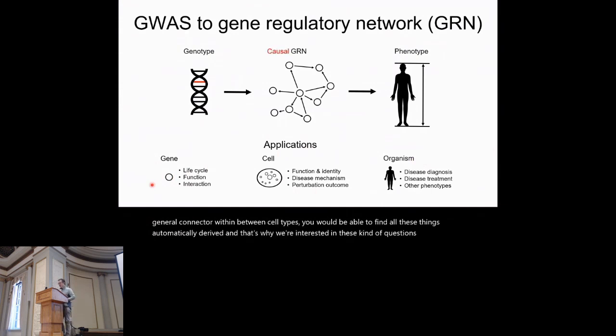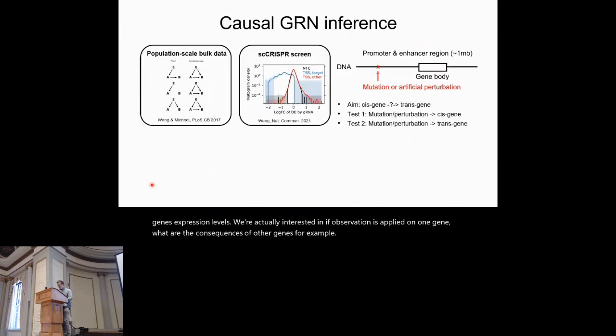We're particularly interested in causal gene regulatory networks, which are not co-expression networks, not transcription factor binding networks, and not about trying to predict gene expression levels from other genes' expression levels. We're actually interested in what the consequence is in other genes if a perturbation is applied on one gene, for example. So to look at this question, the best way is of course to have these perturbations, and you can directly estimate or measure them. But then how do you get so many perturbations, so you can look at the gene regulation from many genes to many other genes?